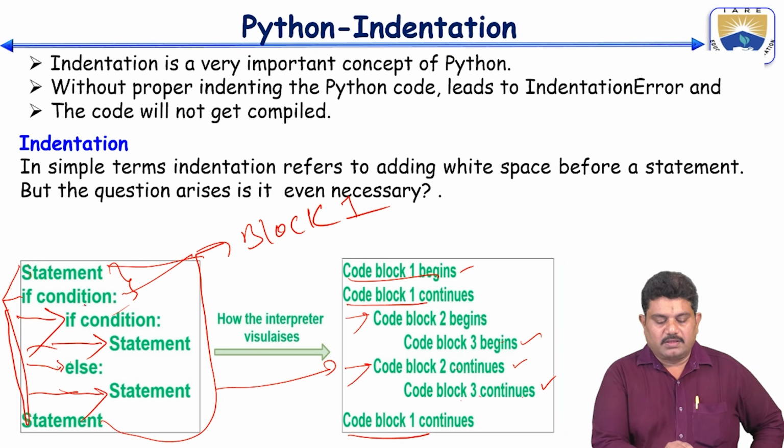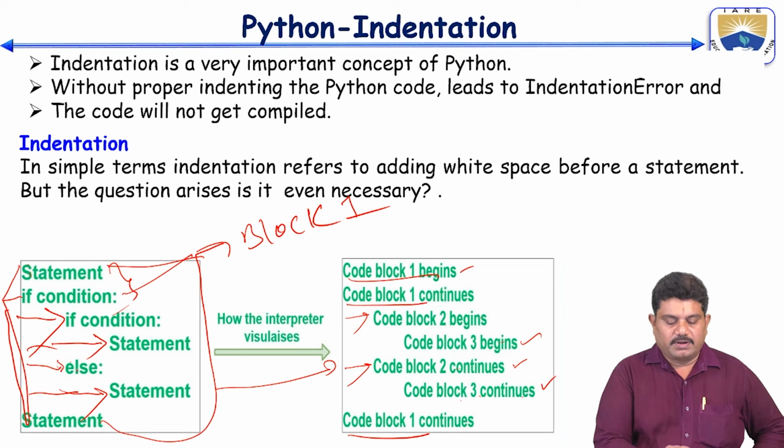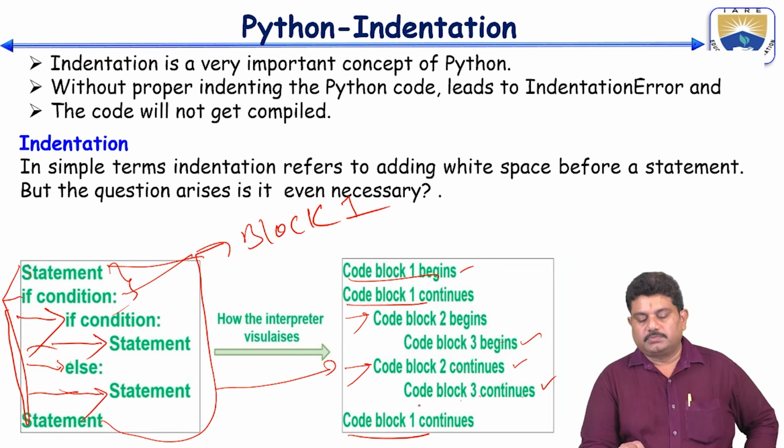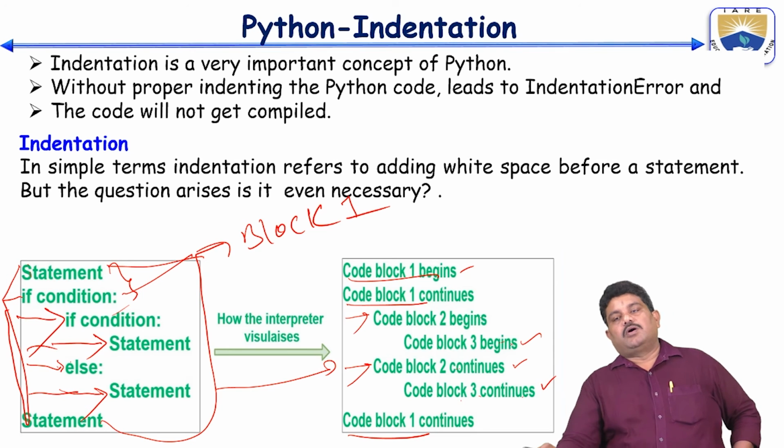If you take the second, internal if condition, it has some indentation, and whichever code block statements have the same number of indentation, those two belong to the same block. That's why the if and else belong to code block 2. And then inside the if condition there is a statement, inside the else there is another statement. Both have the same number of white spaces before starting the statements. That's why those two belong to code block 3.